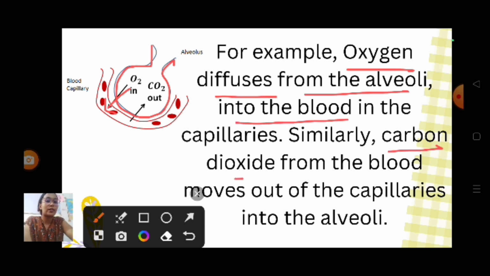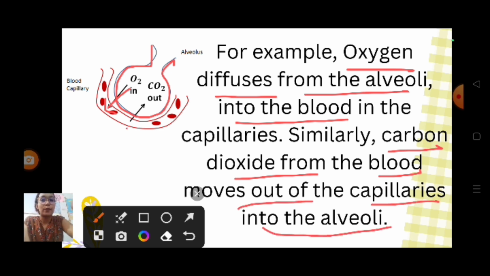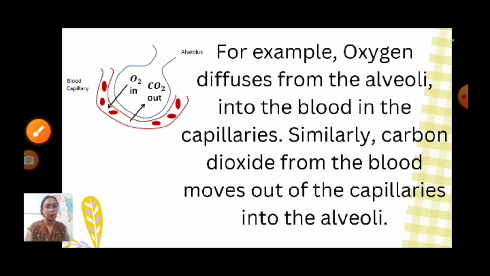Similarly, carbon dioxide from the blood moves out of the capillary into the alveoli. So from the bloodstream, the carbon dioxide is moving to the alveoli and it is released outside. Understanding? So this is a beautiful example of diffusion. Getting my point? Clear? So moving on to the next slide.